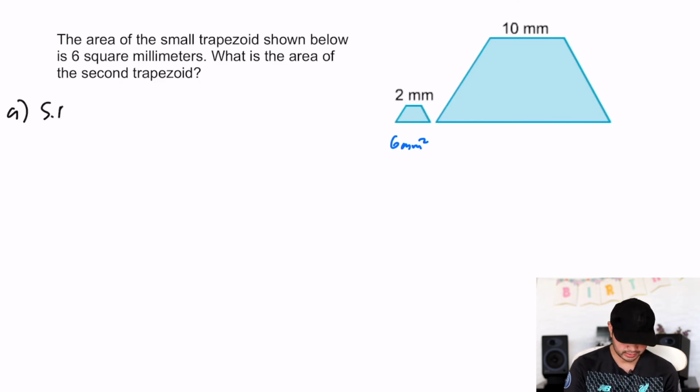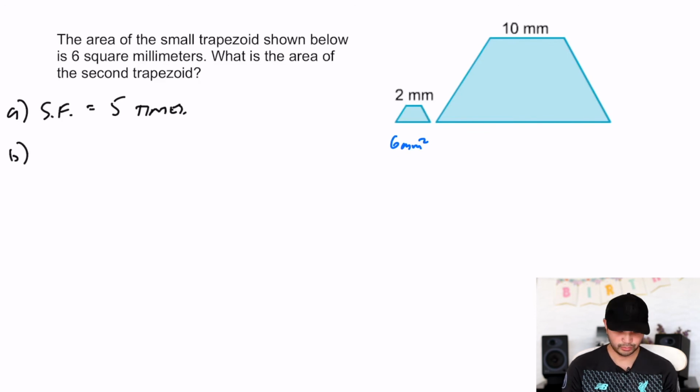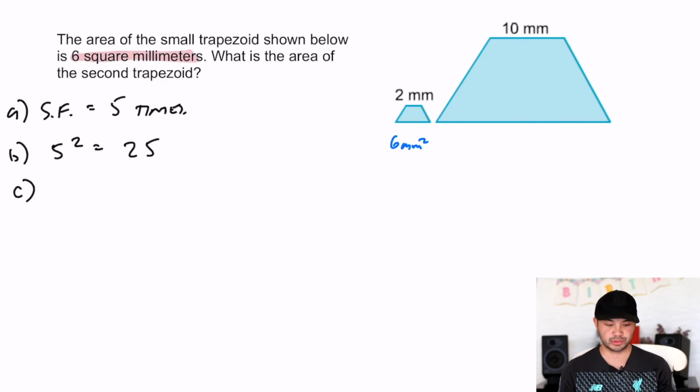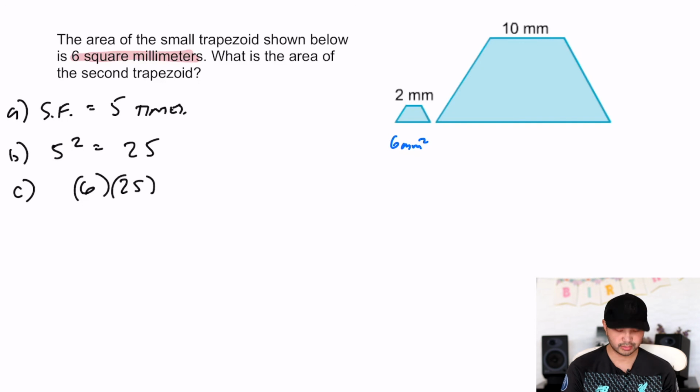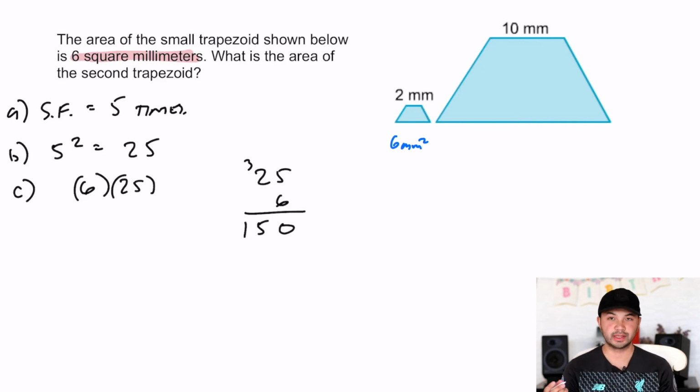We're going to find the scale factor by dividing. So how do you get from 2 to 10? This is a little more obvious. It's 5 times. Part B, what's 5 squared? 5 squared is going to be 25. Part C now, it already says that the area of the small trapezoid is 6 square millimeters. What is the area of the second trapezoid? All we need to do here is take 6 millimeters and multiply it by 25. So that's going to be 150 square millimeters.